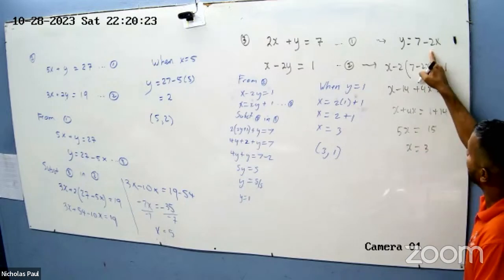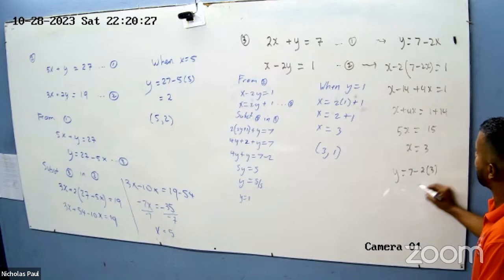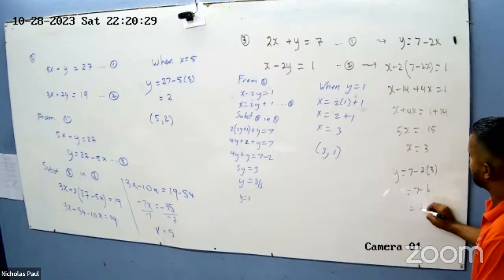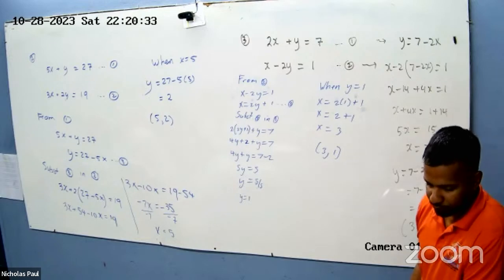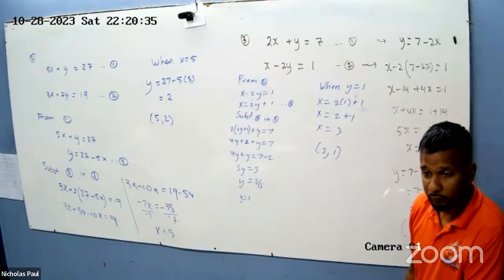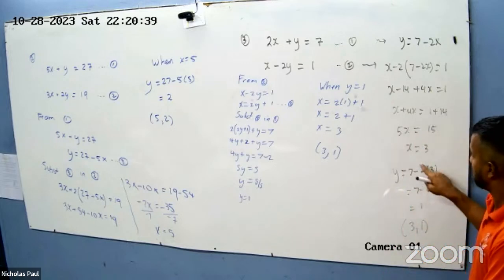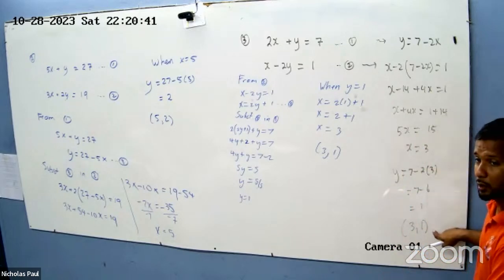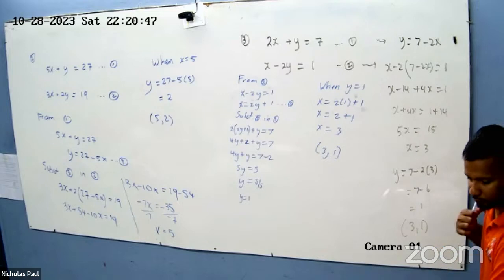Once x is 3, come back here. y is equal to 7 minus 2 times 3. 7 minus 6 is 1. So the answer is 3, 1. Okay? Always x and then y. Always x, then y. Let's go again.